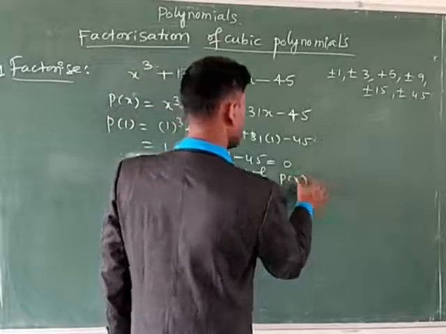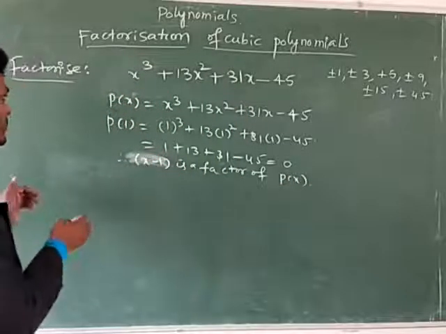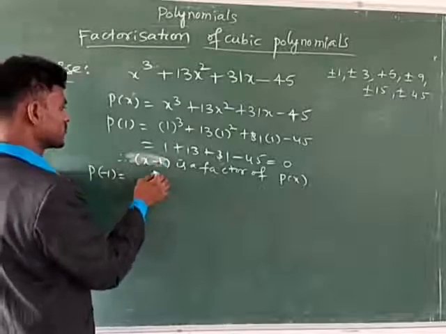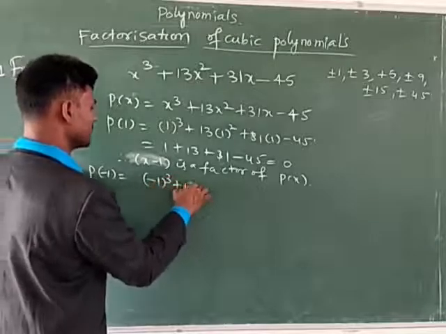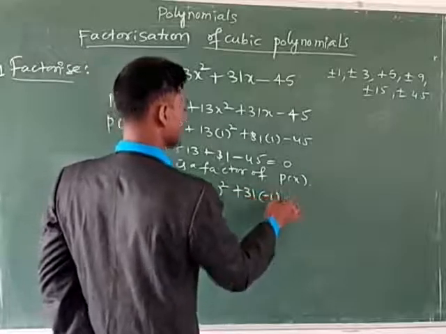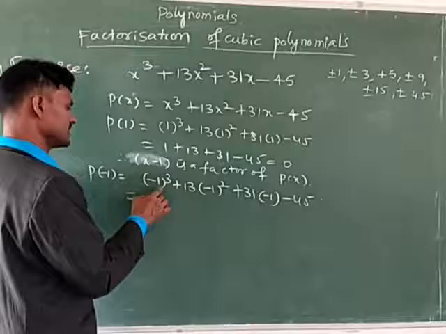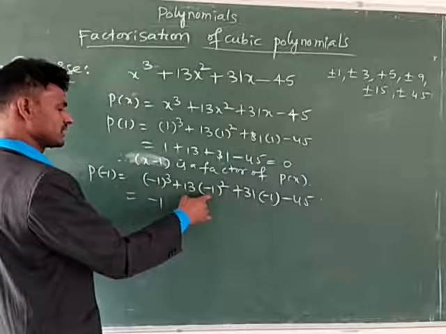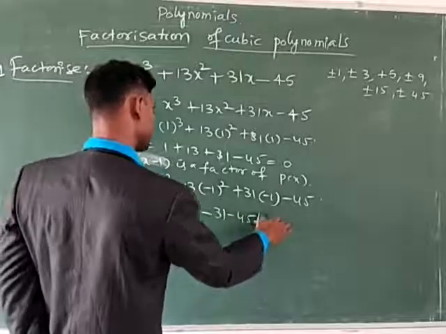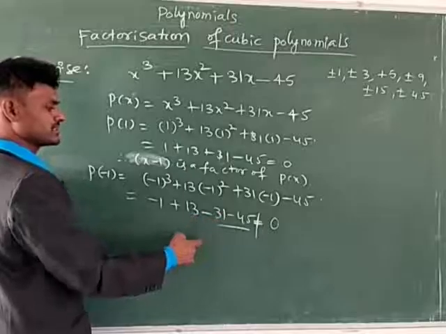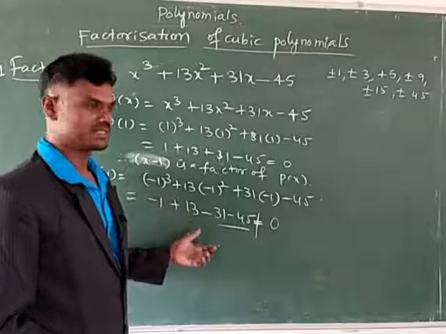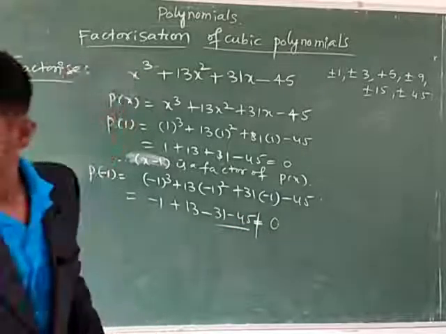Now you have to check minus 1. P of minus 1: we check whether it becomes 0 or not. Minus 1 whole cube plus 13 into minus 1 whole square plus 31 into minus 1 minus 45. That is minus 1 plus 13 minus 31 minus 45. This is not equal to 0, because minus 45 and minus 81 give minus 77 plus 13 leaves a nonzero value. That's why this is not a factor, so don't write this one.